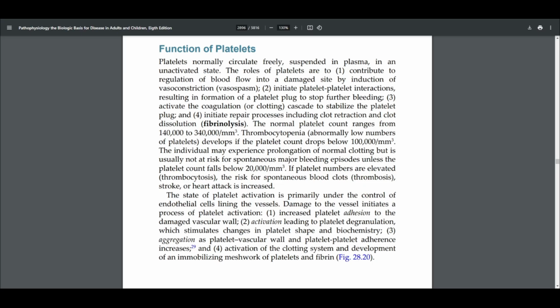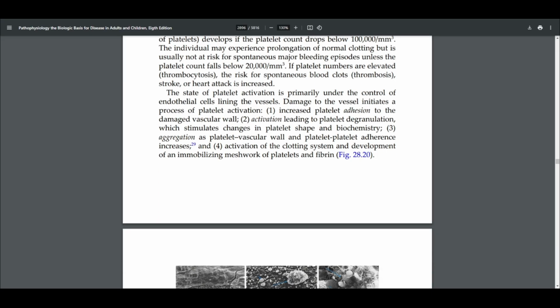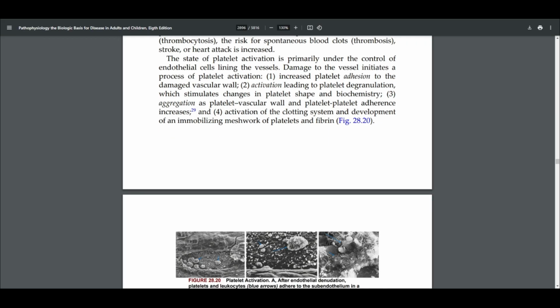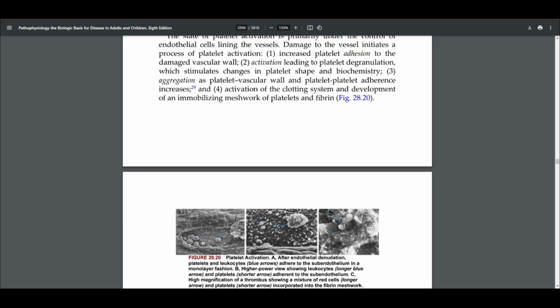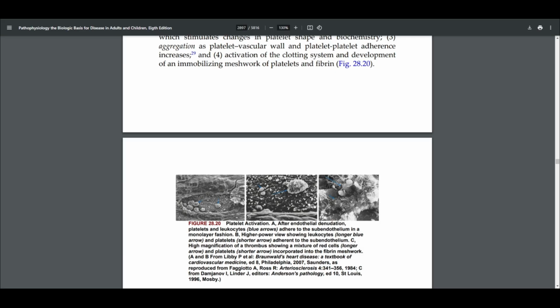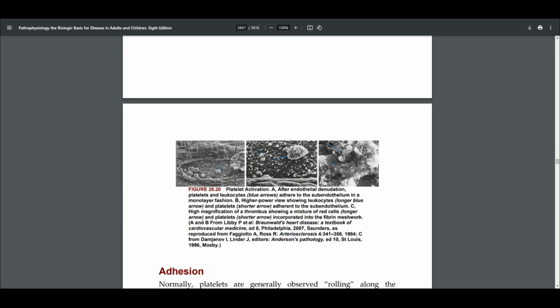The state of platelet activation is primarily under the control of the endothelial cell lining the wall of the vessels. Damage to the vessel initiates the process of platelet activation: increased platelet adhesion to the damaged vascular wall; activation that leads to platelet degranulation, which stimulates changes in platelet shape and biochemistry; aggregation as platelet-vascular wall and platelet-to-platelet adherence increases; and activation of the clotting system and development of an immobilization meshwork of platelets and fibrin. So here you're taking a look at the platelet activation.